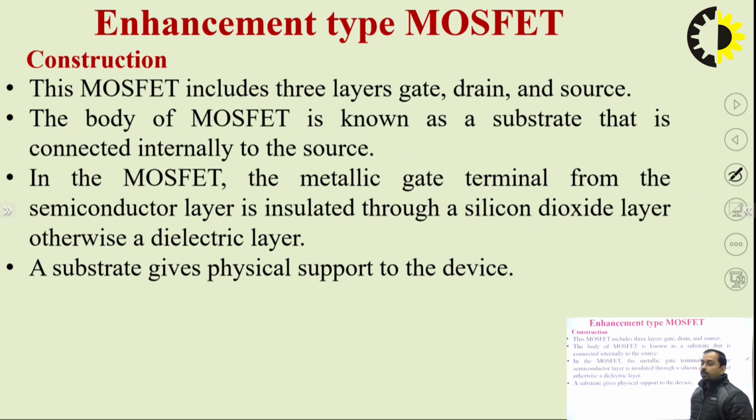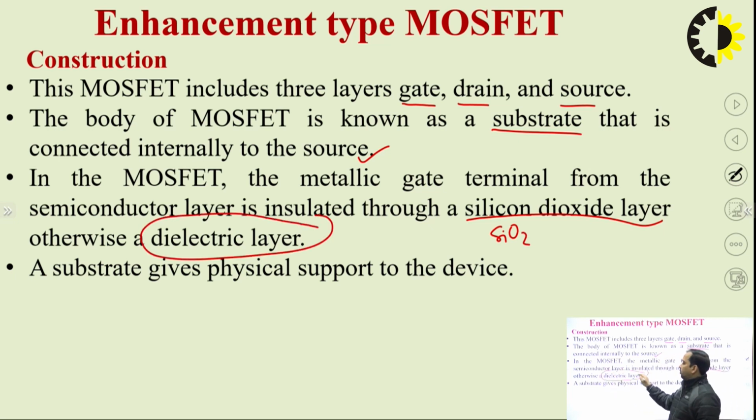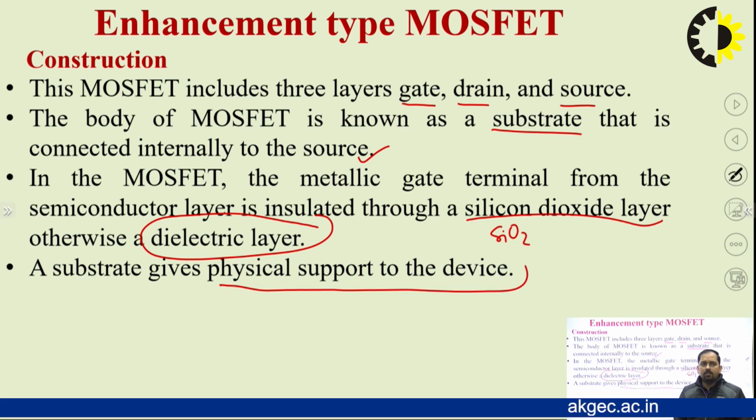So this MOSFET includes 3 layers, as we have already seen: gate, drain, source. The body of the MOSFET is also known as substrate, that is internally connected to the source while we are seeing the operation. In the MOSFET, the metallic gate terminal from the semiconductor layer is insulated through a silicon dioxide layer, SiO2 layer, or it is a dielectric. The substrate, basically the body, also gives the physical support to the device. So this is the construction part.